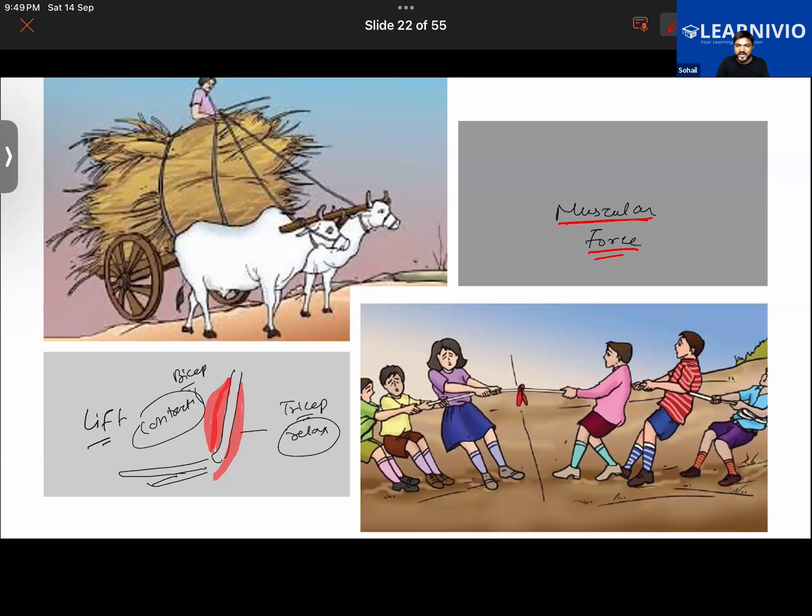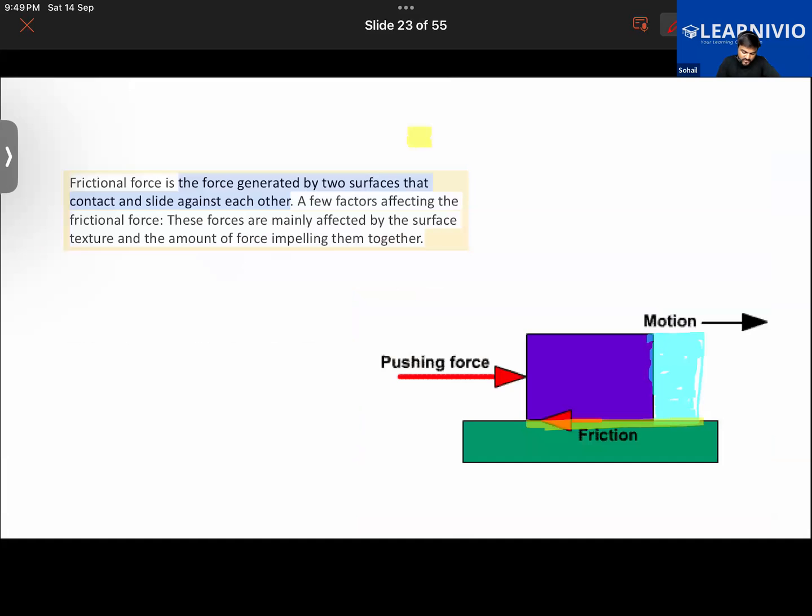So whatever kind of activity we do, for example, like walking, running, jumping, or even chewing the food, all of these are examples of muscular force. Not only by the humans, it is applied by the animals also. Like here, this bullock is pulling some weight. This is the tug of war. So in all these activities, muscular force is applied. Okay, now. So that is the case of the first contact type of force. Nothing too technical about that.